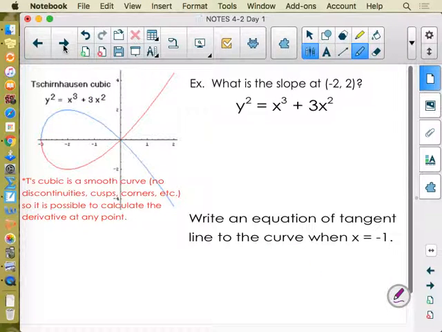So in this cubic, which you've likely never seen before, it's kind of a cool cubic, they would like to know for this particular curve, what's the slope at negative 2, 2?